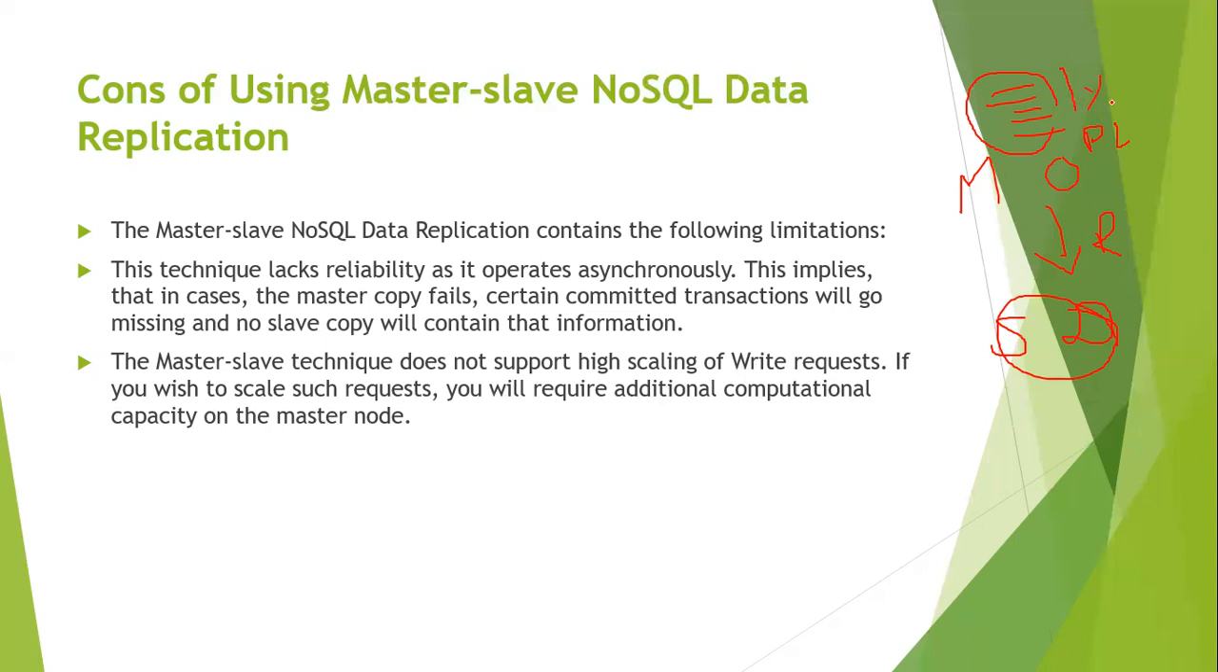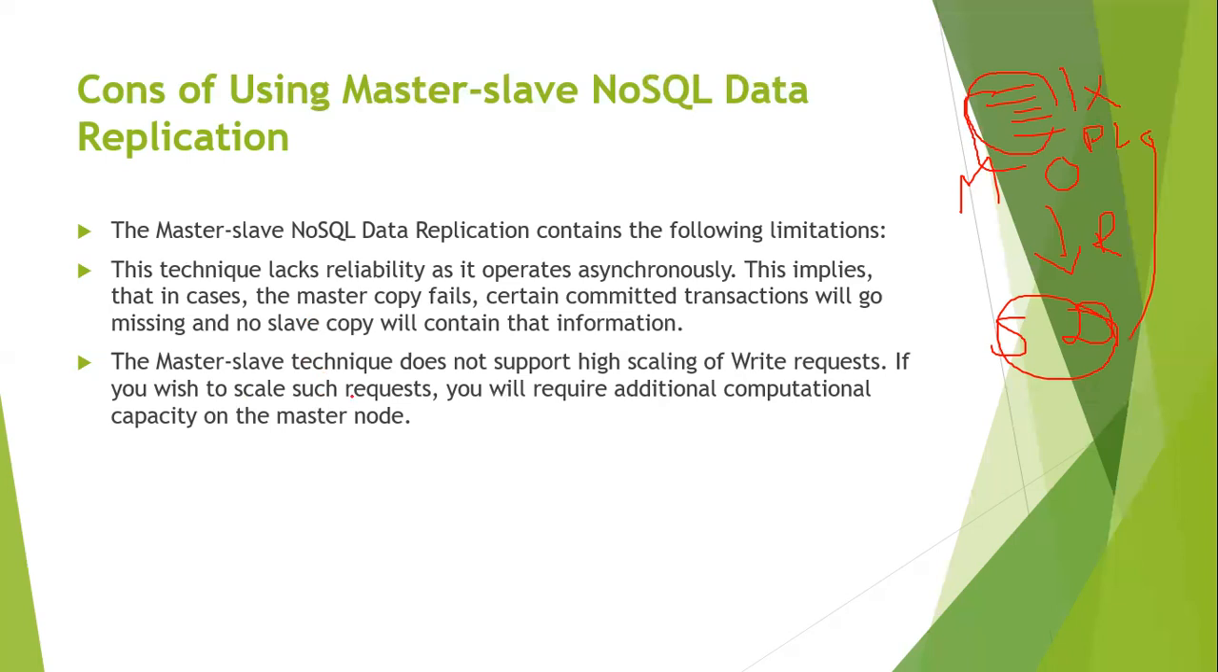So if the system crashes this master database, even if you are getting the slave database in the same location, what happens? Whatever the last transactions you did will not be reflected here. So your database may be inconsistent. Previous ga tarvata same database ledu kabatti then inconsistency ga undi ani cheppochu.